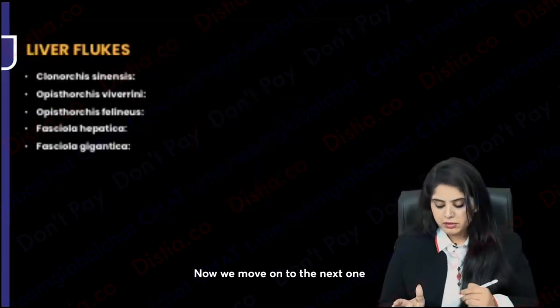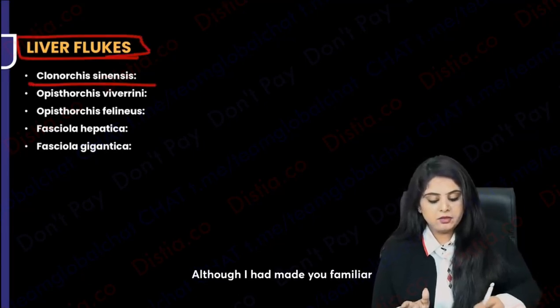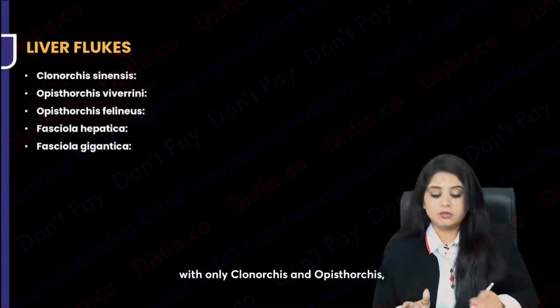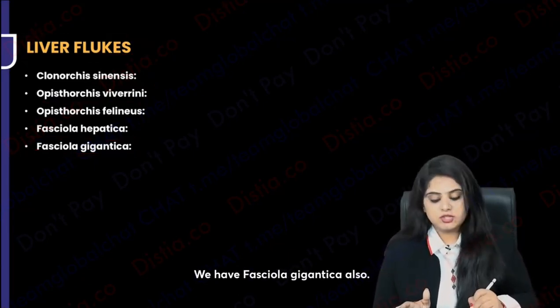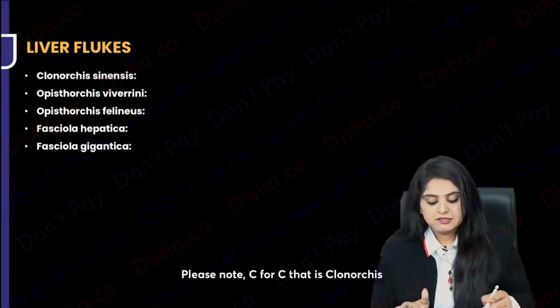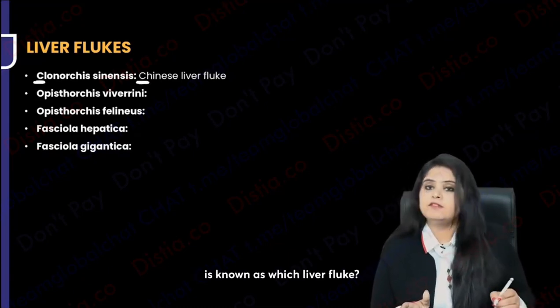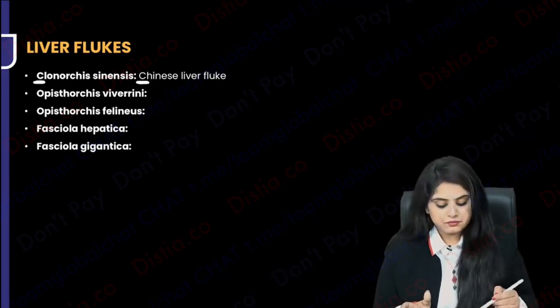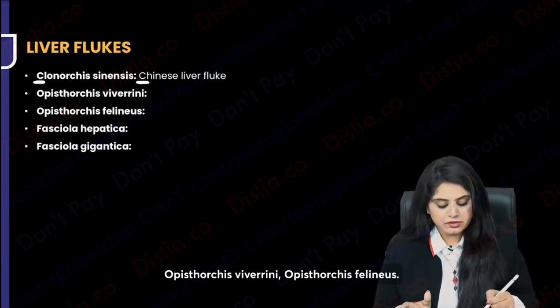Now we move on to the next one, which is going to be the liver flukes. What all do we have? Although I had made you familiar with only Clonorchis and Opisthorchis, maybe Fasciola hepatica, but now we have more. We have Fasciola gigantica also. So every one of them has a different name. Please note, C for C, that is Clonorchis, is known as which liver fluke? Chinese liver fluke. Then we have two Opisthorchis, Opisthorchis viverrini, Opisthorchis felineus.